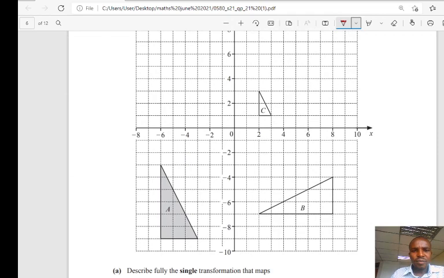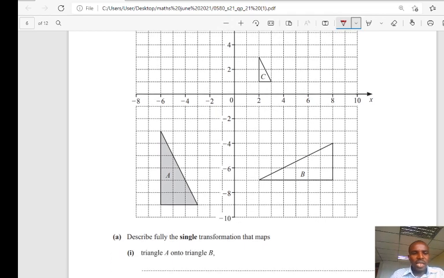Question number 10. This one is on transformation. Describe fully the single transformation that maps triangle A onto triangle B. We have A and B here. What's the single transformation? First check size, direction, position. Size, is it still the same? Yes, it's the same. So it's either translation, rotation, or reflection. Those are the types of transformation where size will not change.